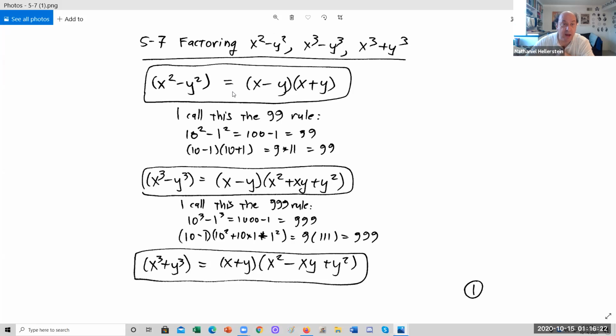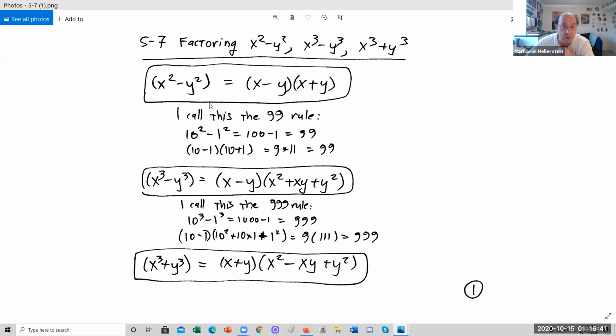I call this the 99 rule because if you let x equal 10 and y equal 1, then the left side is 10 squared minus 1 squared. It's 100 minus 1, which is 99. And the right side is 10 minus 1 times 10 plus 1. That's 9 times 11, also 99. So that's my name for this.